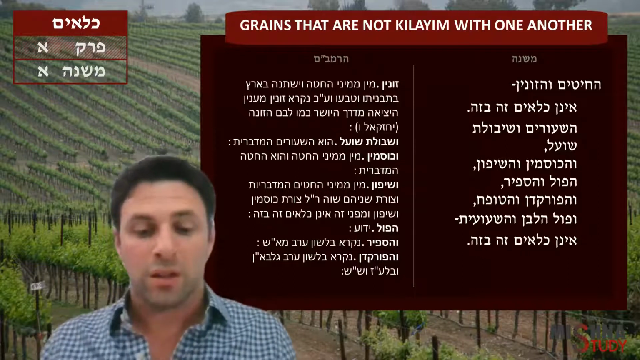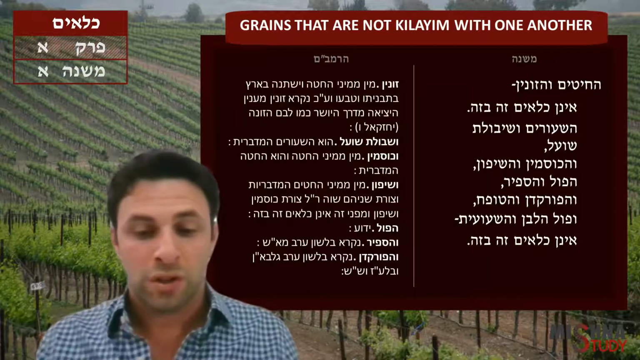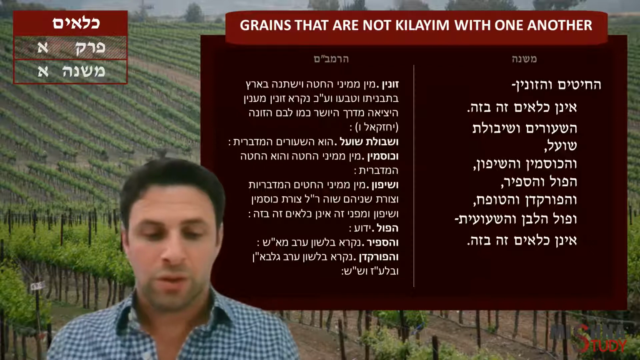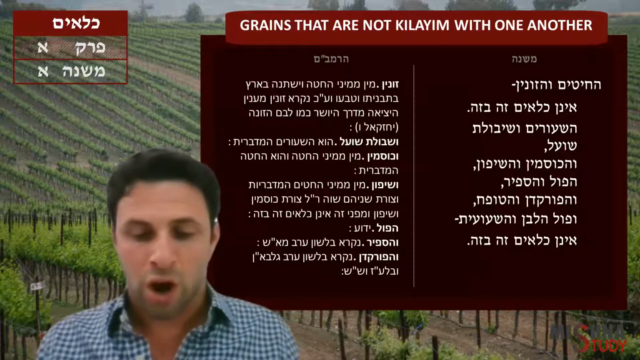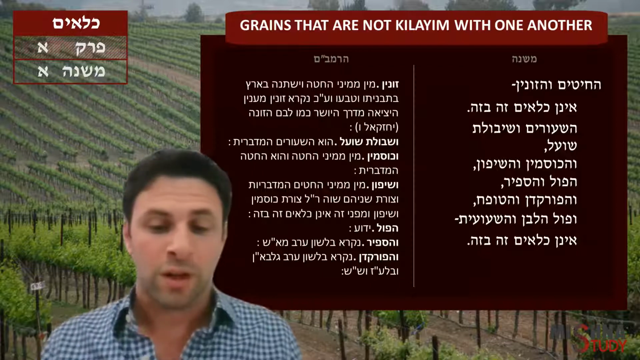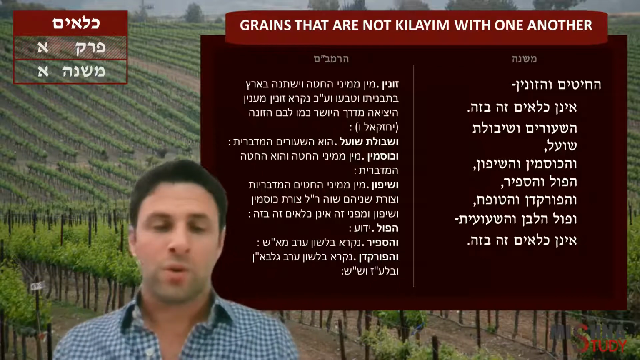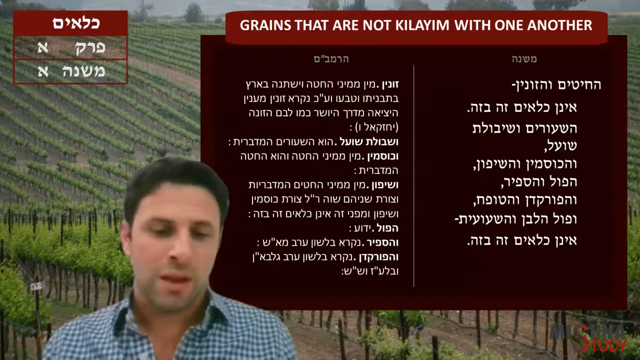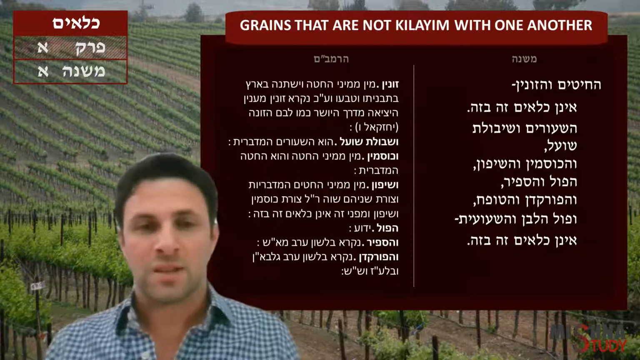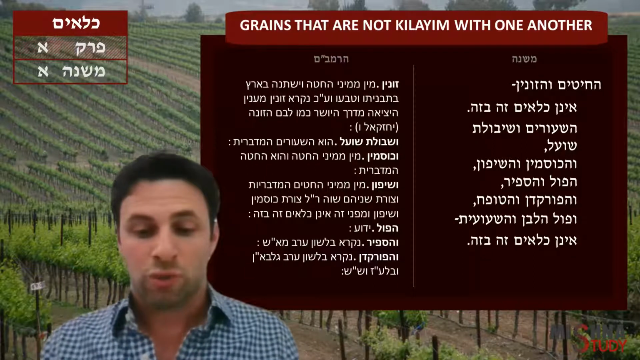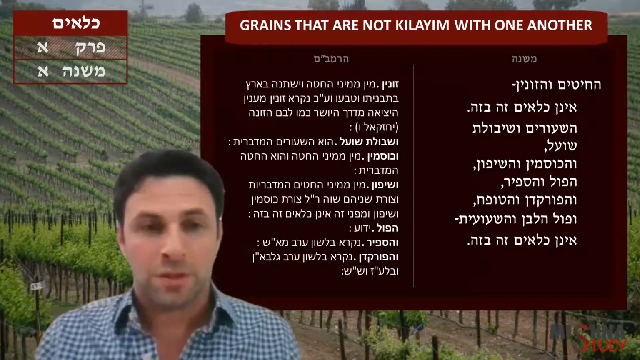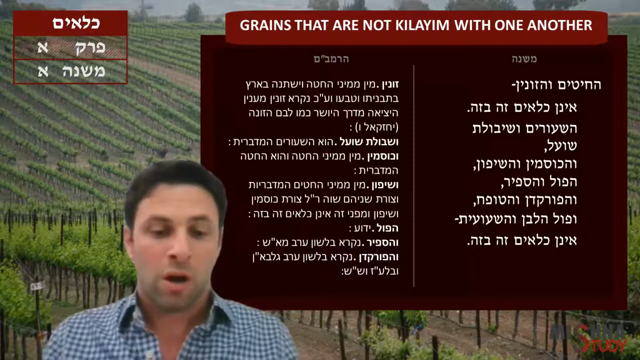Or kusmin is spelt. If you plant spelt and chiffon, chiffon is rye. So you plant spelt and rye. That's not kilayim with one another. All these we're going to say are part of the same species. Except in this last case, which is spelt and rye. Rambam says spelt is a type of species of wheat. Rye comes from the species of barley.